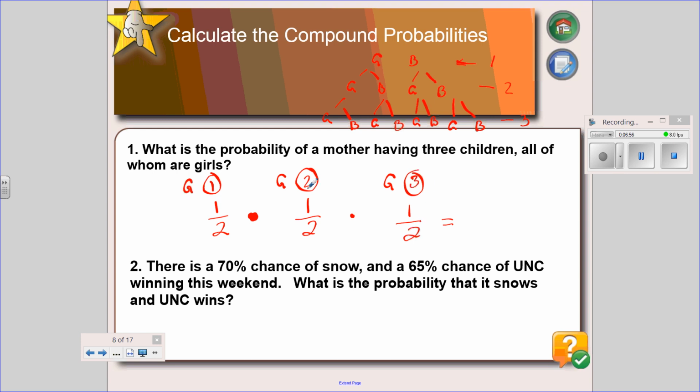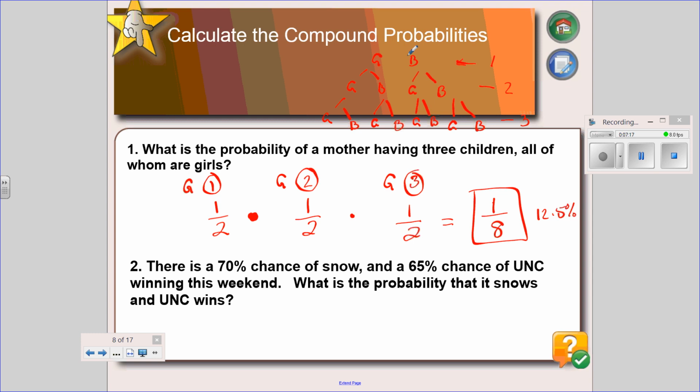So if we multiply these 3 fractions, these 3 ratios together, we'll get 1 times 1 times 1 is 1, and then 2 times 2 times 2 is 8 on the bottom, and it is a 1 in 8 chance, or 12.5% chance, that if you have 3 children, they're all girls, right?